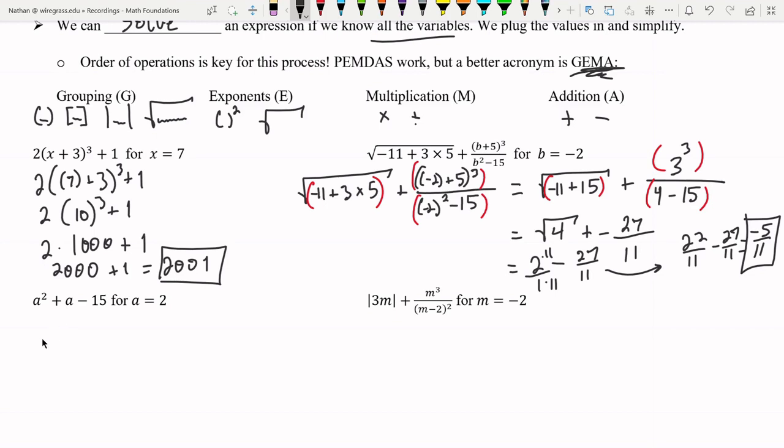Okay, this one's a little bit simpler. 2 squared plus 2 minus 15. Parentheses don't actually mean anything here. They're just there for clarification. So I need to do exponents first. 2 squared is 4. And then addition and subtraction done left to right. 4 plus 2 is 6. And 6 minus 15, we start at 6. We go left 15 units. So it's going to be negative 9.